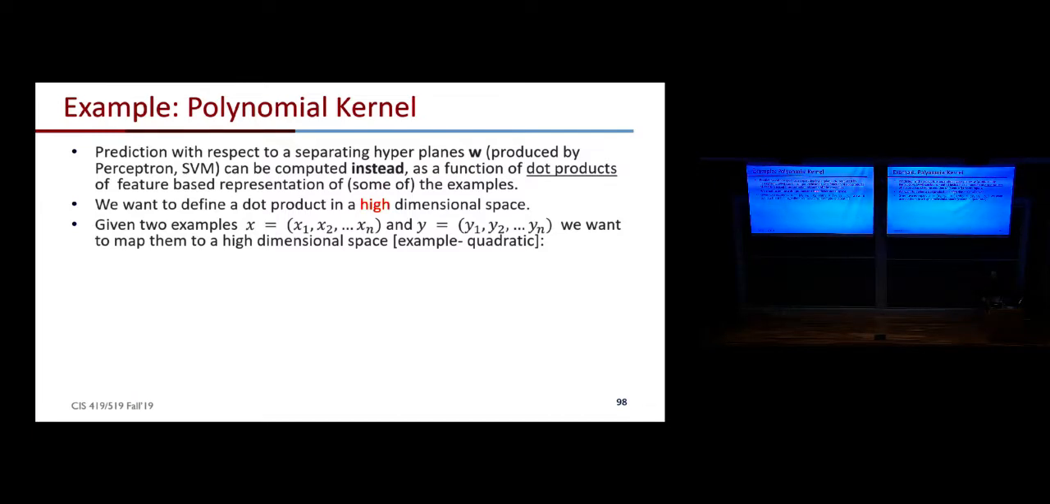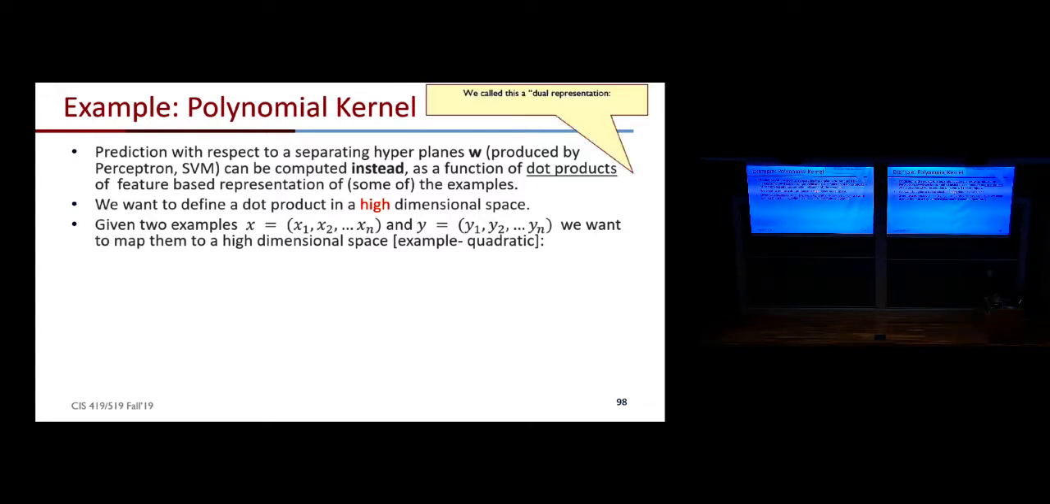We talked about kernels, and I want to remind you the big picture and the last two examples we played with. So what we showed is that if we want to make predictions with respect to a separating hyperplane, W, and it doesn't matter now how we learn this W for the sake of this statement, instead of doing a dot product of our example X with W, we can also write it as a function of dot products of the X we care about with some previous examples.